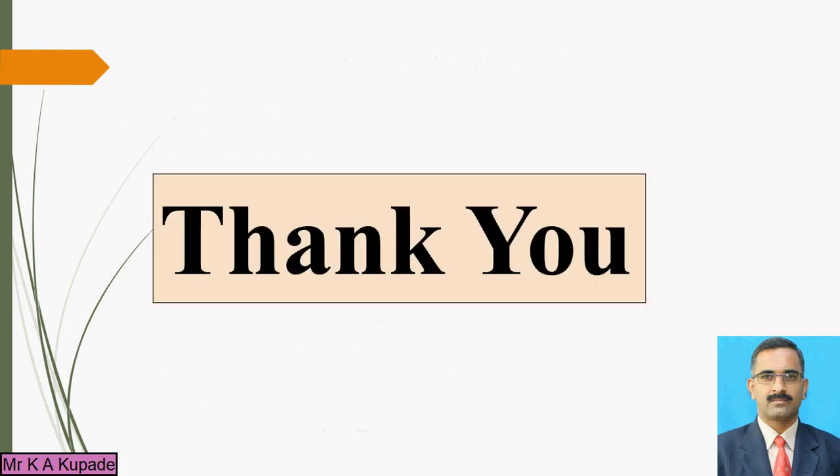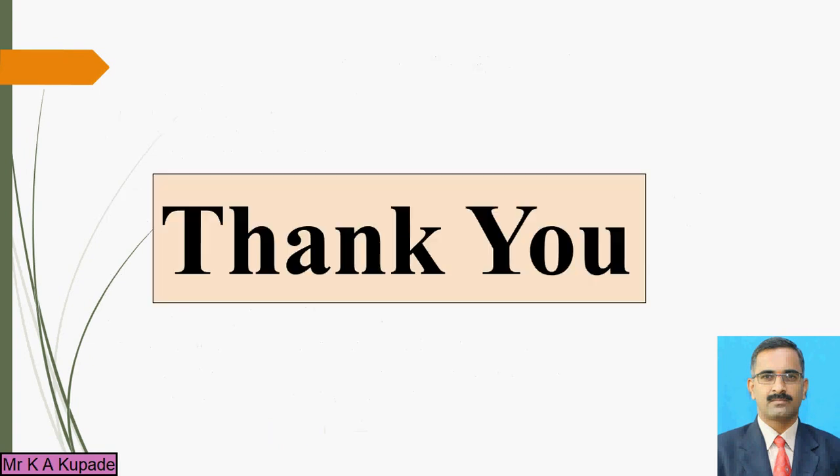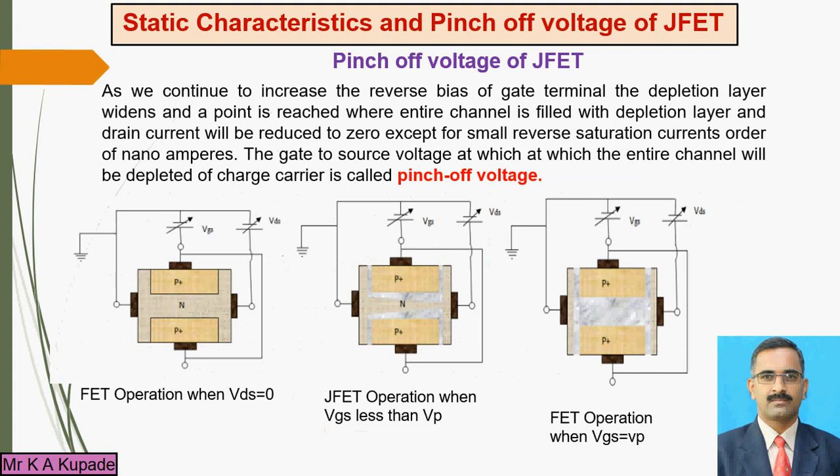Okay, so this is all about the pinch off voltage, right? I am once again repeating that particular pinch off voltage here. Pinch off voltage occurs when you increase the gate reverse bias slowly from 0 onwards. At that time, whenever the entire channel gets closed due to the depletion layers, the voltage you get at that time, and due to which the current becomes 0, that situation is called the pinch off voltage.